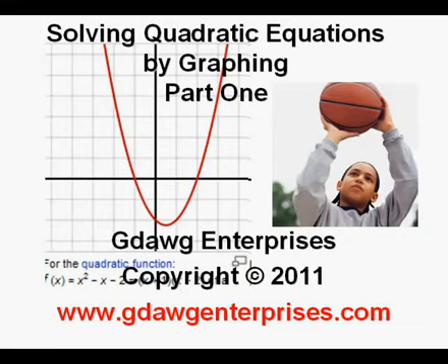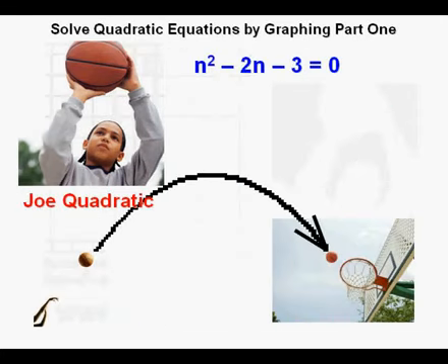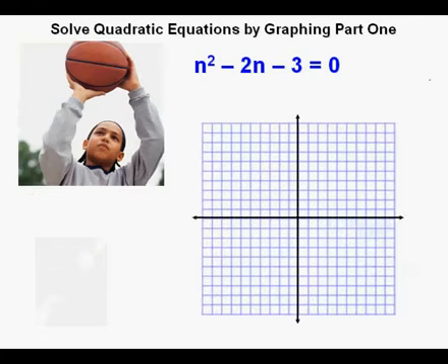Solving quadratic equations by graphing, Part 1. In this lesson, our friend Joe Quadratic will be solving quadratic equations by graphing. With this method, he will be able to solve quadratic equations such as this one, n squared minus 2n minus 3 equals 0. In order to graph this equation, something will need to be different. With only one unknown, there is no way for him to graph on a coordinate plane.